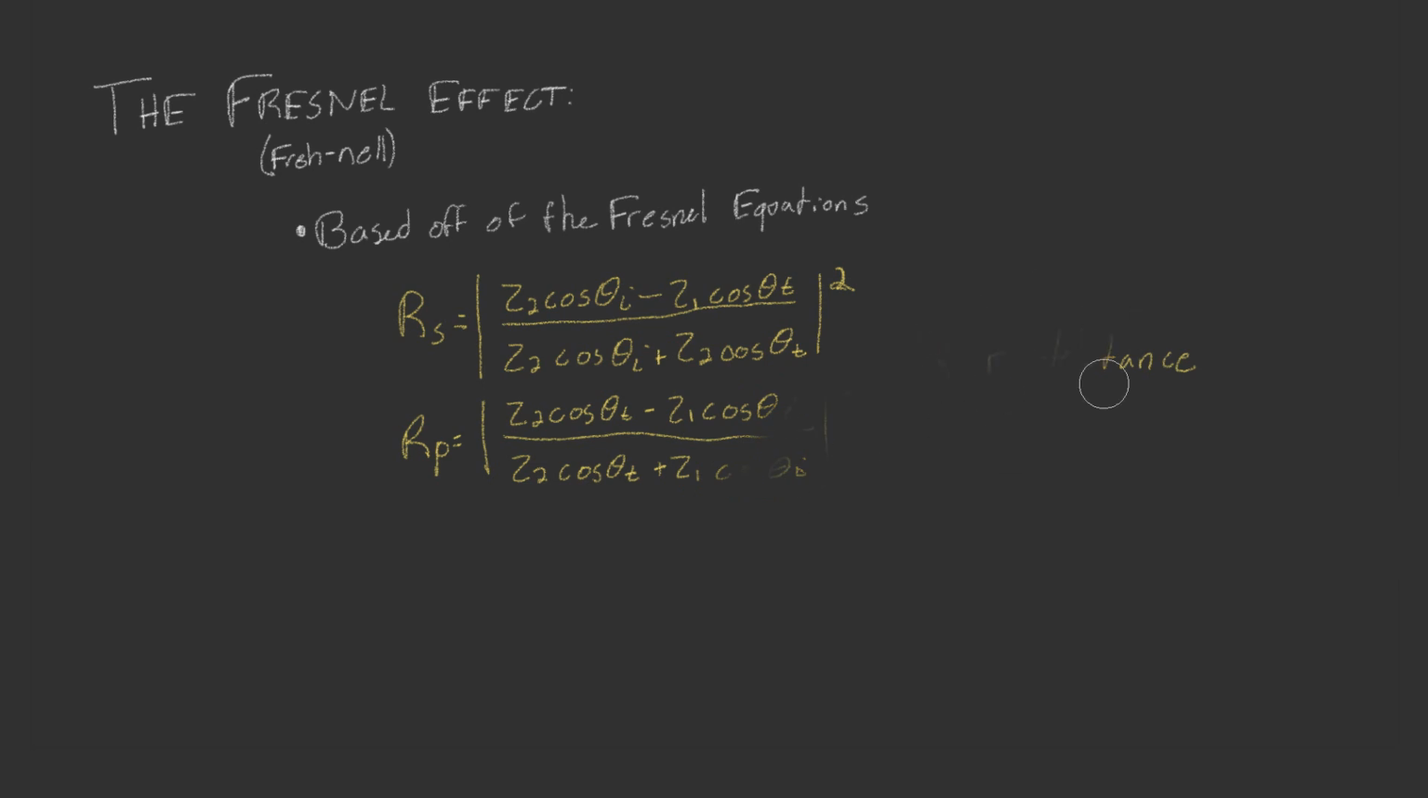So what exactly does the Fresnel effect do? And how can we use it to improve the quality and realism of our materials? Let's take a look at that. The relationship described in the Fresnel equations basically states that at grazing angles or smaller angles of incidence, reflectance increases.